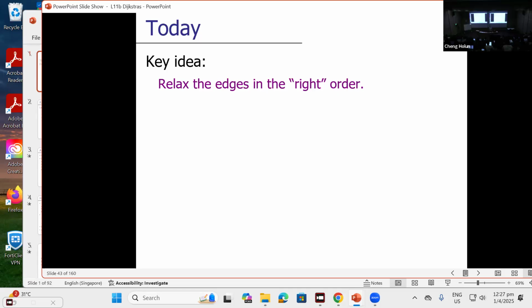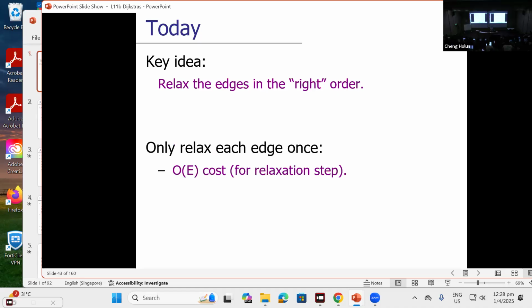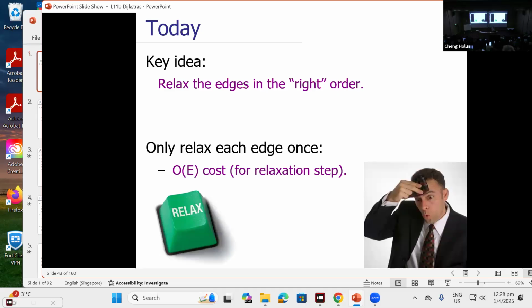Actually, Bellman-Ford keeps doing relaxation again and again. But is there any way we can relax every edge only once? I try to find the right order, okay? That's what we try to do today. Today's goal is: can there be any way I can relax every edge just once? Bellman-Ford relaxes every edge V times, actually. So we just relax every edge one time. So yeah, let's relax.